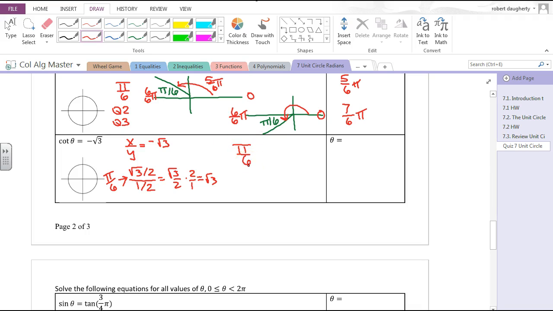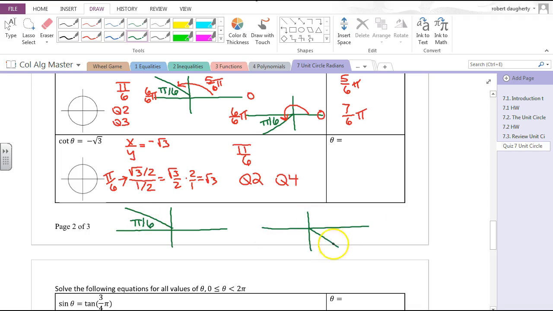It's a negative value. Tangent and cotangent, where are they negative? That happens in quadrants 2 and 4. So what does pi over 6 look like in quadrant 2 and quadrant 4? Again, draw this out. Pi over 6 in quadrant 2. Pi over 6 in quadrant 4.